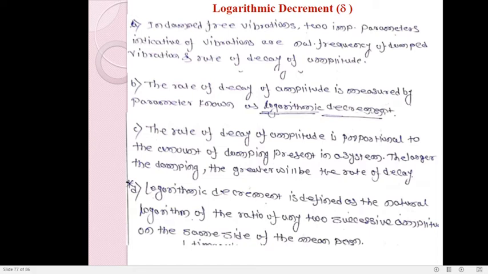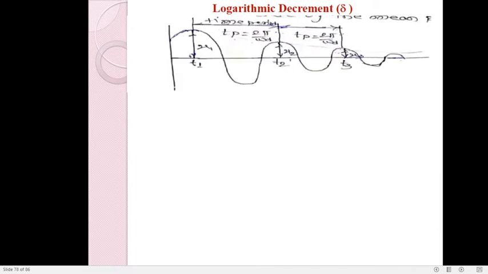So the rate of decay of amplitude in such cases depends upon the damping present in the system. We can define the logarithmic decrement as the natural logarithm of the ratio of any two successive amplitudes measured on the same side of the mean position. Here you can easily understand the definition: the logarithmic decrement is defined as the ratio of two successive amplitudes measured on the same side of the mean position.